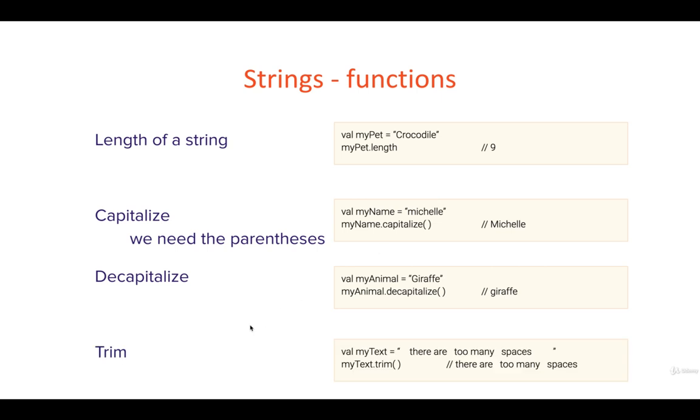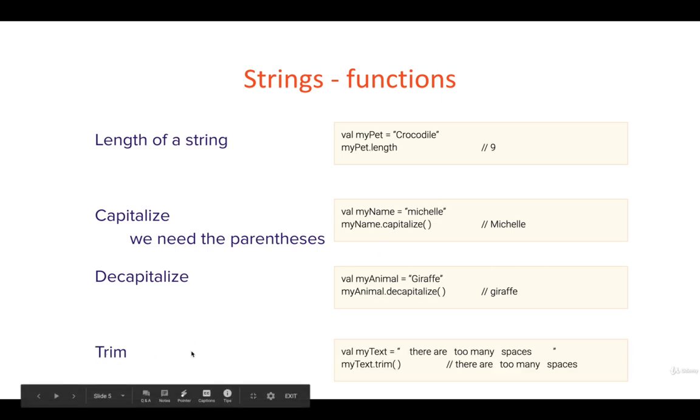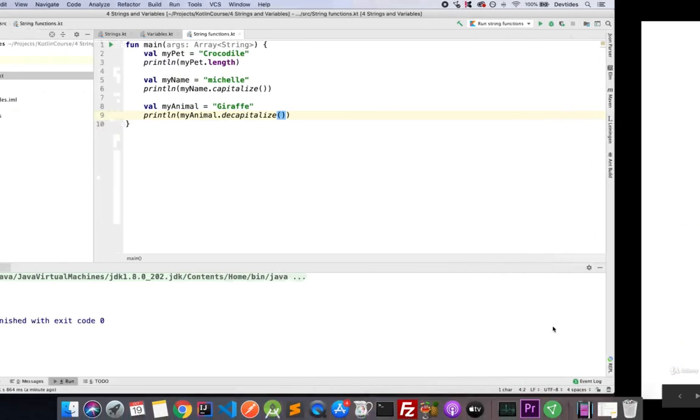Now we have another function called trim. Okay, disregard this pop-up from my slides, but we have the function trim. Trim basically means that the function removes any spaces at the beginning and at the end of our text. Here we have some text with some spaces at the beginning and at the end, and trim will simply remove those. So let's try that in code.